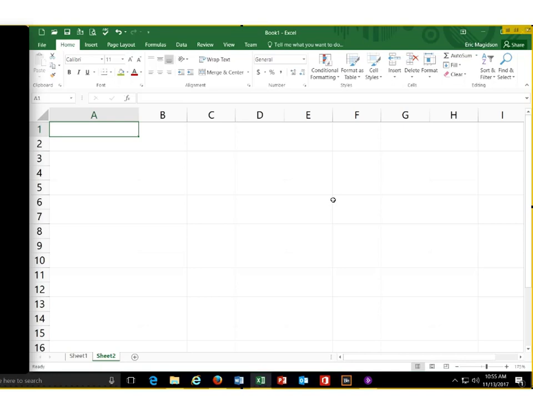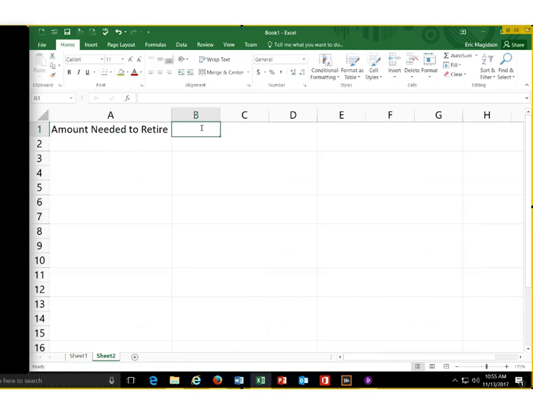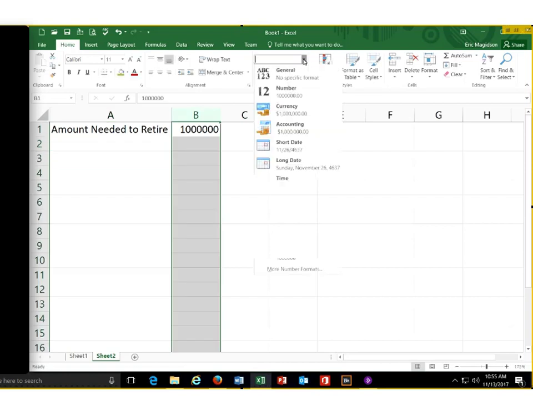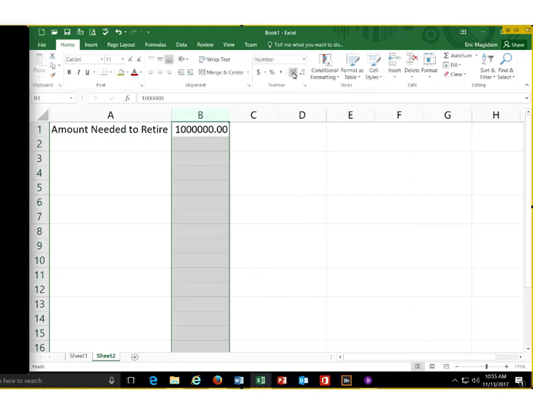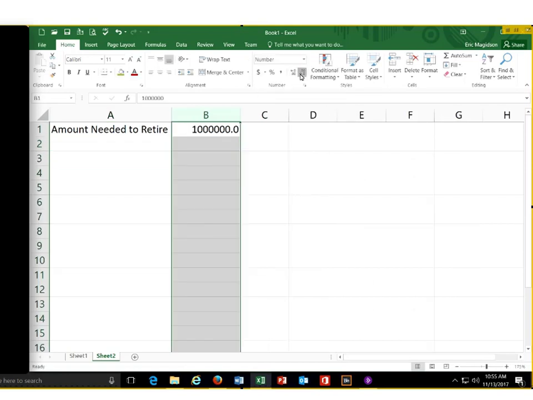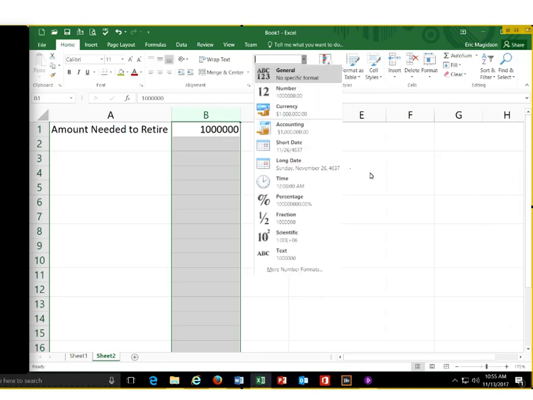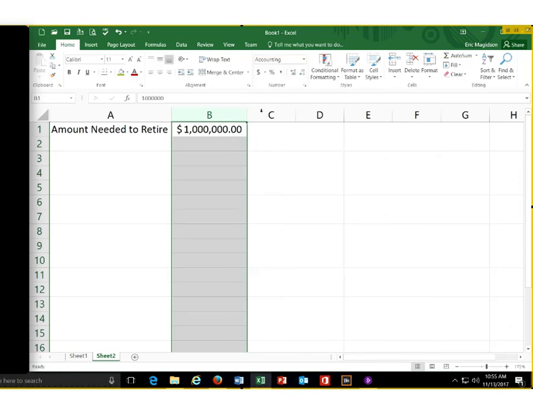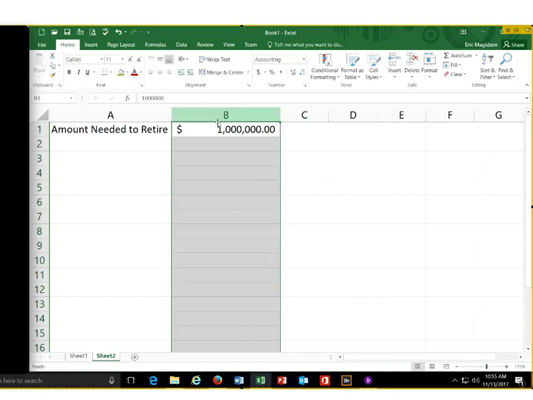$1 million. Let's just go with $1 million. Let's see what happens. So here's the amount needed to retire. We want to hit $1 million. Okay, now I'm going to format these as numbers. I'm going to get rid of the decimal places because we're going to use all, and I'm going to format it as accounting. Now, we'll talk about the difference between accounting and currency, but folks, use accounting.